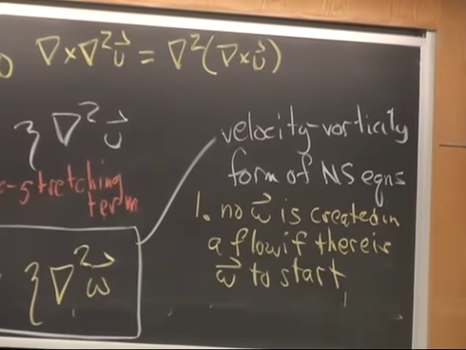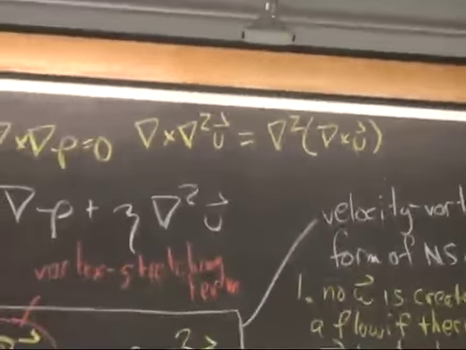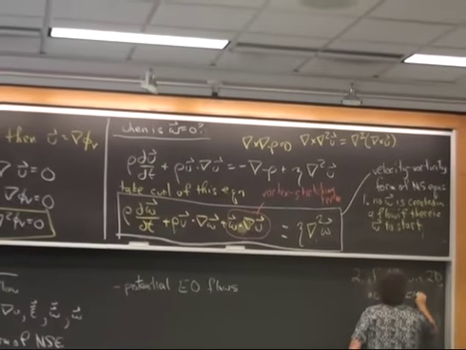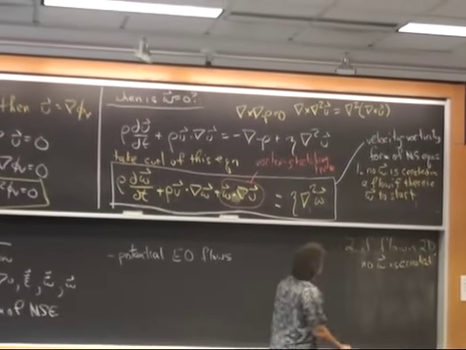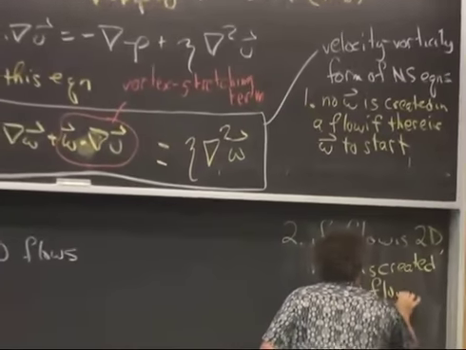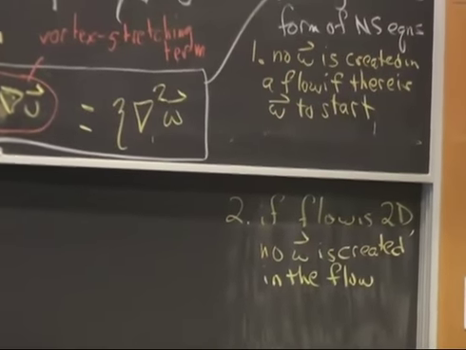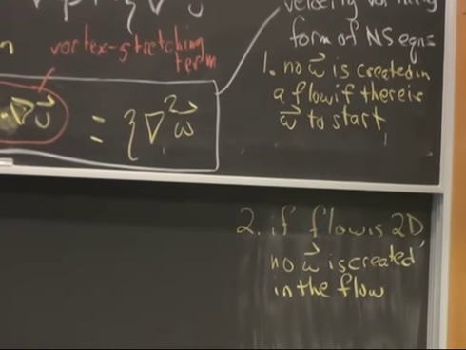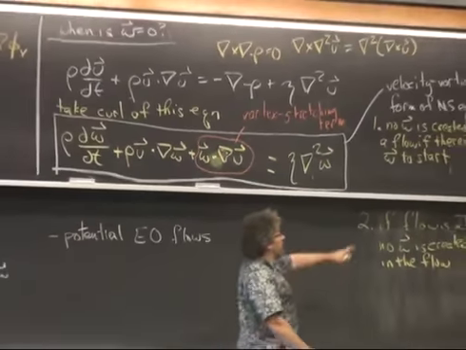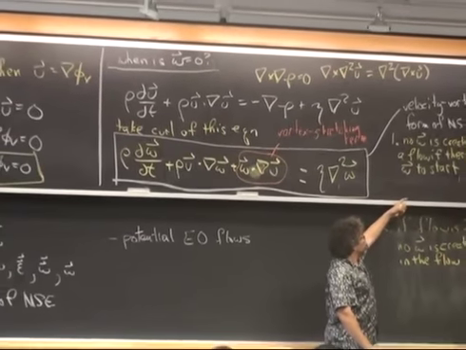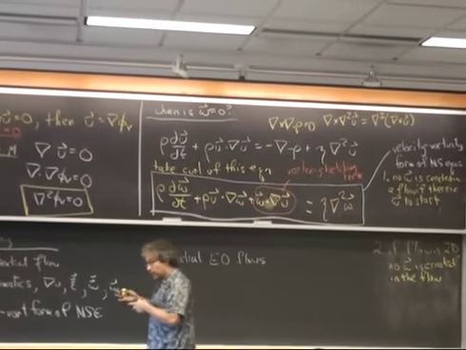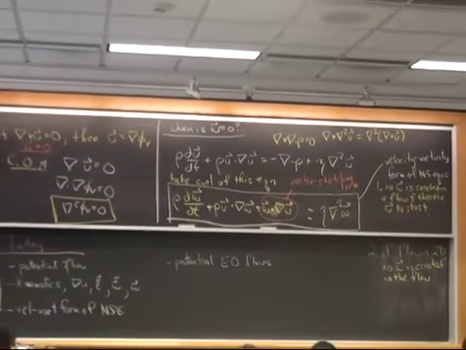And second, no vorticity is created in the flow. And again, these are conclusions that come from the governing equation. The governing equation says, in the bulk of the flow, vorticity is not created if I didn't have any to start. And even if I have some to start, as long as it's 2D, no additional vorticity is created. It's moved around, it's diffused, but it's not created by the governing equations.